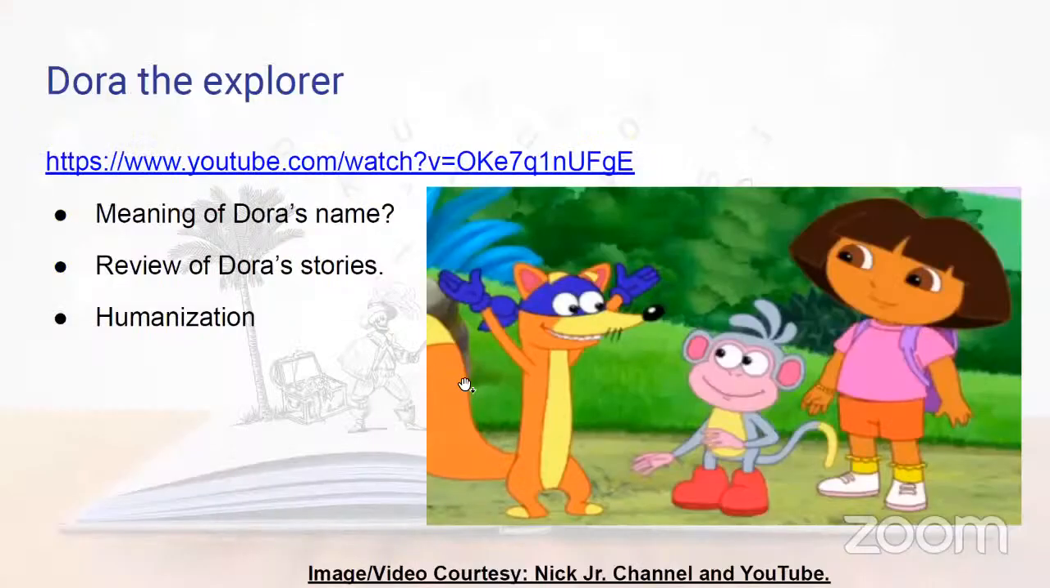So now going back to another simple example, I'll just explain it. I think I have a lot to cover today. So Dora the Explorer, now I need you guys to answer. What is the meaning of Dora's name? Can you guys take a shot at it?